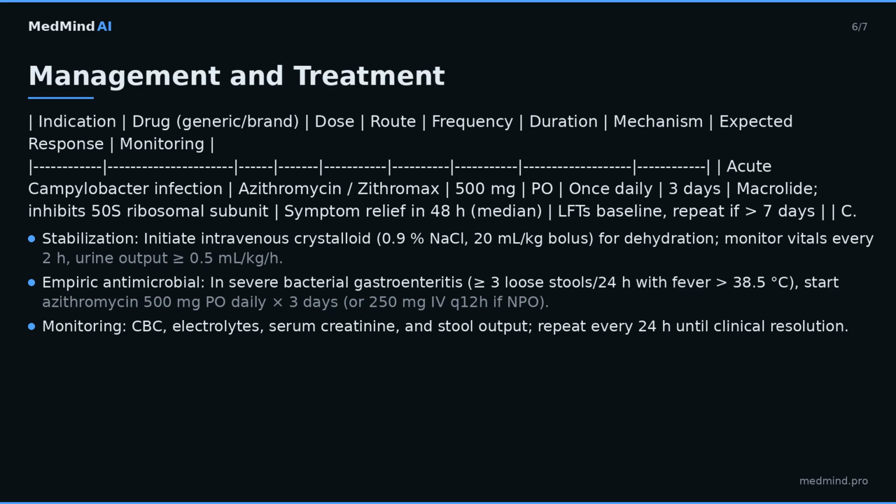intravenous crystalloid, 0.9% NaCl, 20 milliliters per kilogram bolus, for dehydration, monitor vitals every 2H, urine output greater than or equal to 0.5 milliliters per kilogram per hour. Empiric antimicrobial: in severe bacterial gastroenteritis, greater than or equal to 3 loose stools per 24H with fever greater than 38.5 degrees Celsius, start azithromycin 500 mg PO daily times 3 days, or 250 mg IV every 12H if NPO. Monitoring: CBC, electrolytes.